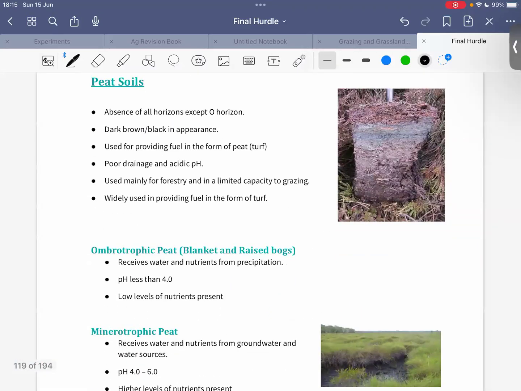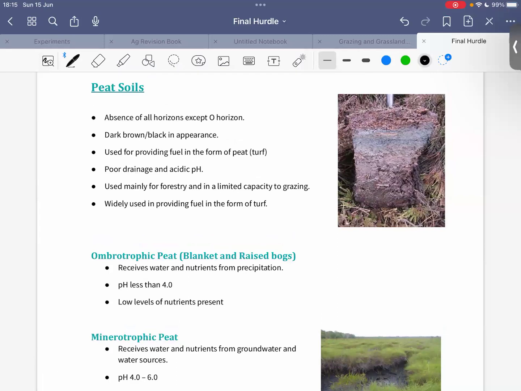Brilliant. Right, onto our peat soils. Okay, so anyone that's here from Leitrim or Longford will know plenty about these. So our peat soils are going to be our bog. Why is there no worms? There's going to be no worms because they have no air to carry out respiration.